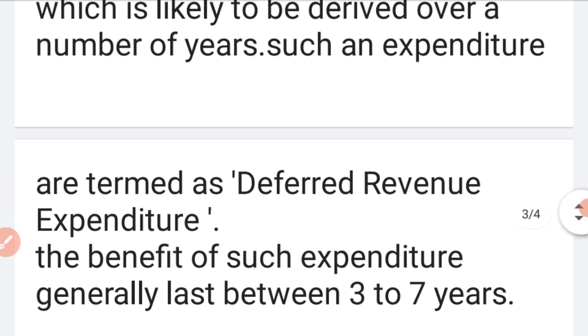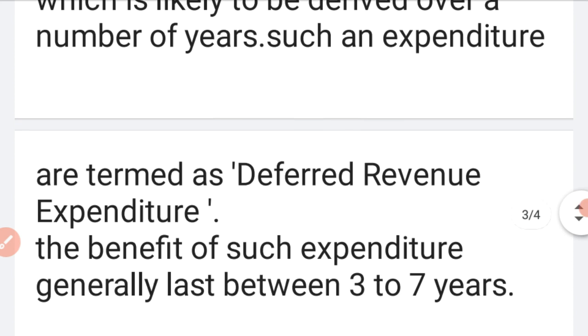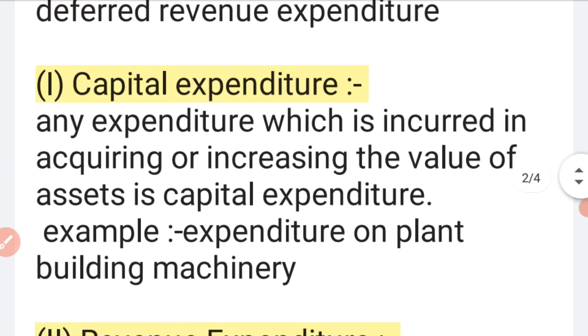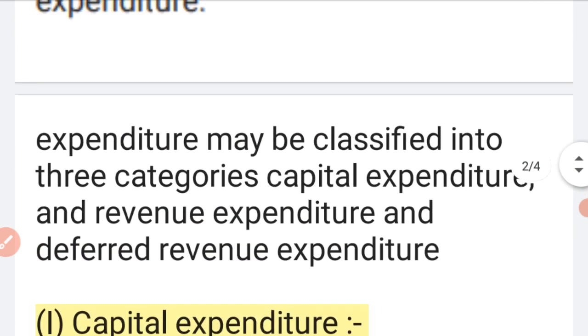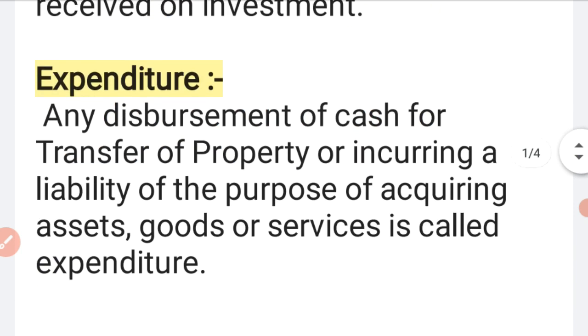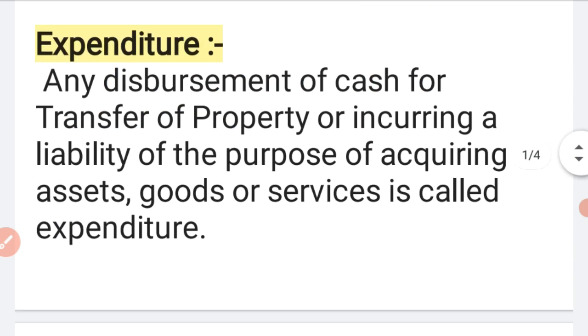Okay. So this was the topic of the expenditure we have discussed here. If you have any doubt regarding this topic, you can contact me. So now we will discuss the other term.